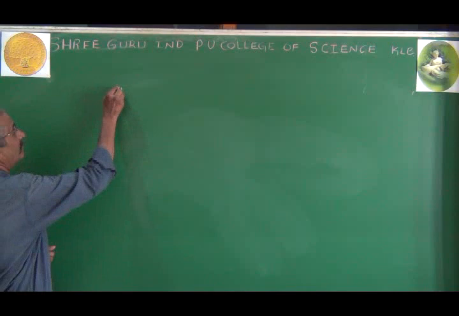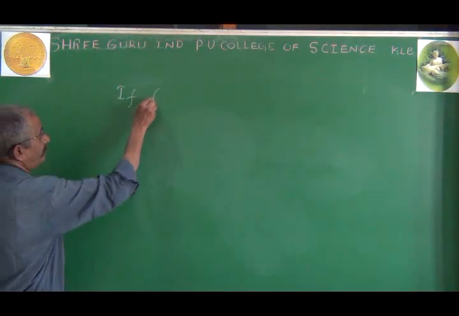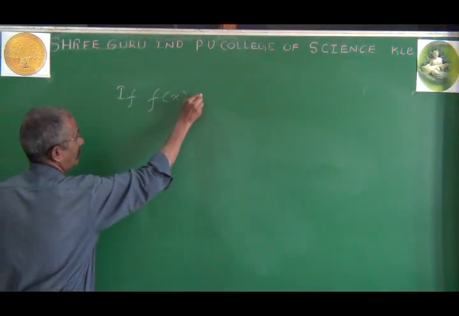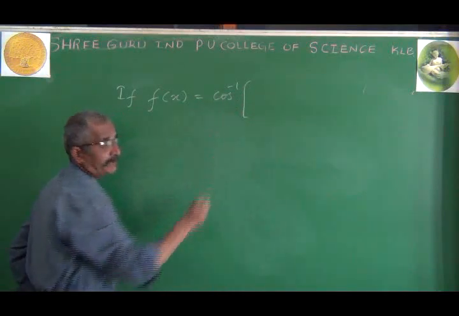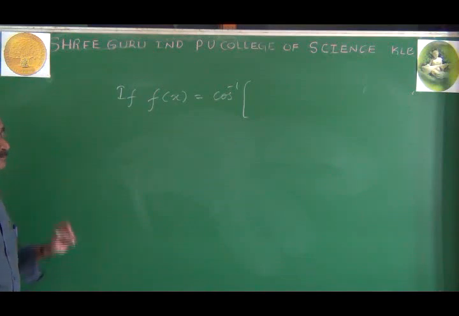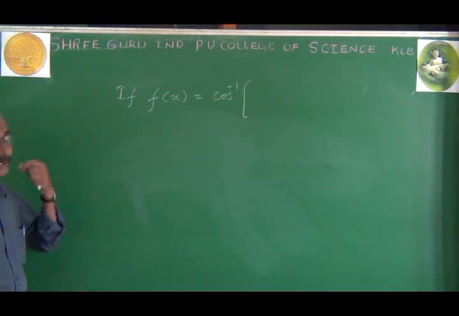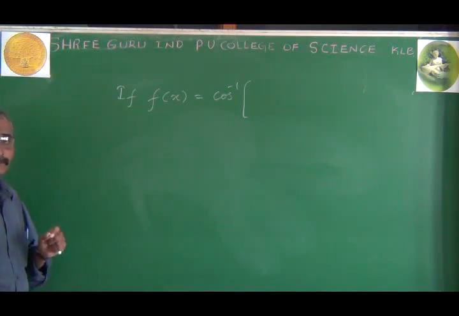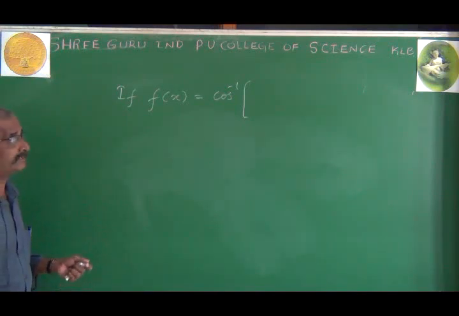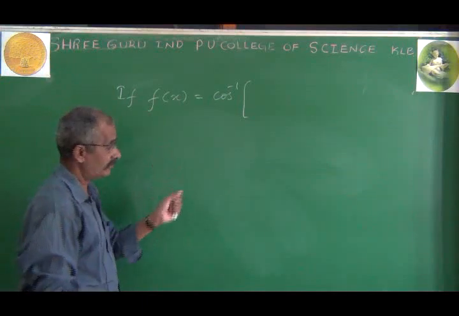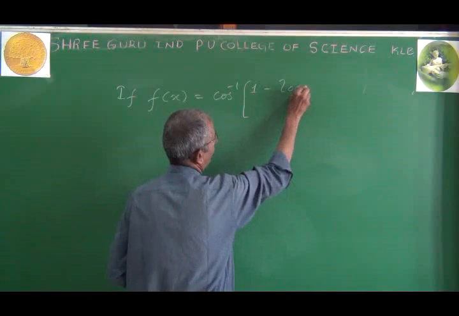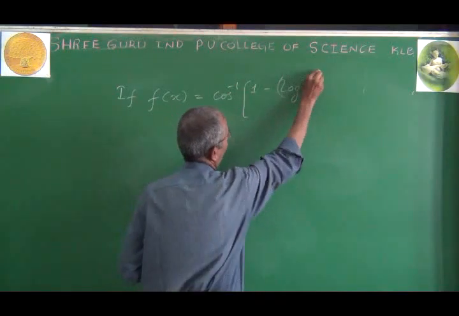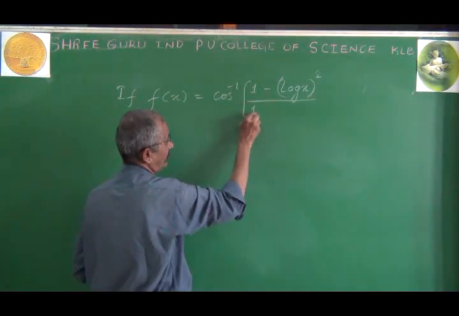If f of x equals cos inverse of 1 minus log x whole square whole divided by 1 plus log x whole square. Keep in mind all these problems need first a proper substitution, then differentiation, so that it will be easier. Otherwise you have to face a very big task to get the desired answer.